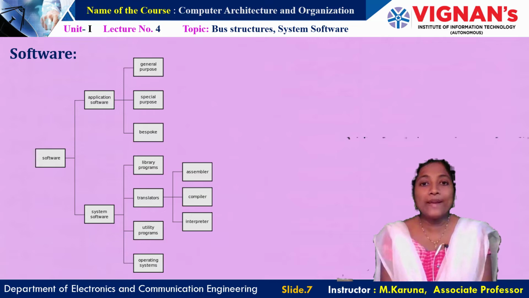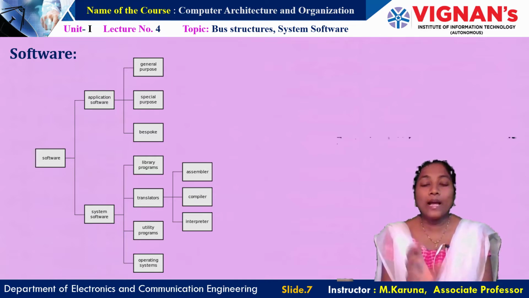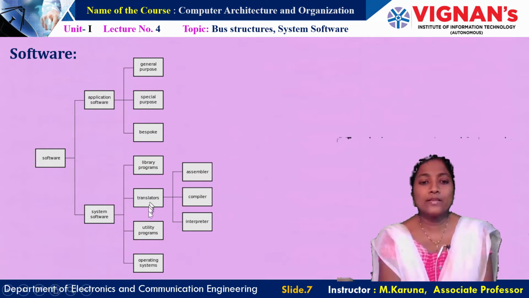It also manages the storage and retrieval of files in magnetic disk memory, performs the operation of controlling the IO transfers between IO units, and also performs the task of translating high level language to low level language, that is machine level language. Now what are the high level languages? C, C++, Java, etc. Now system software consists of library programs, translators, utility programs, and operating systems.